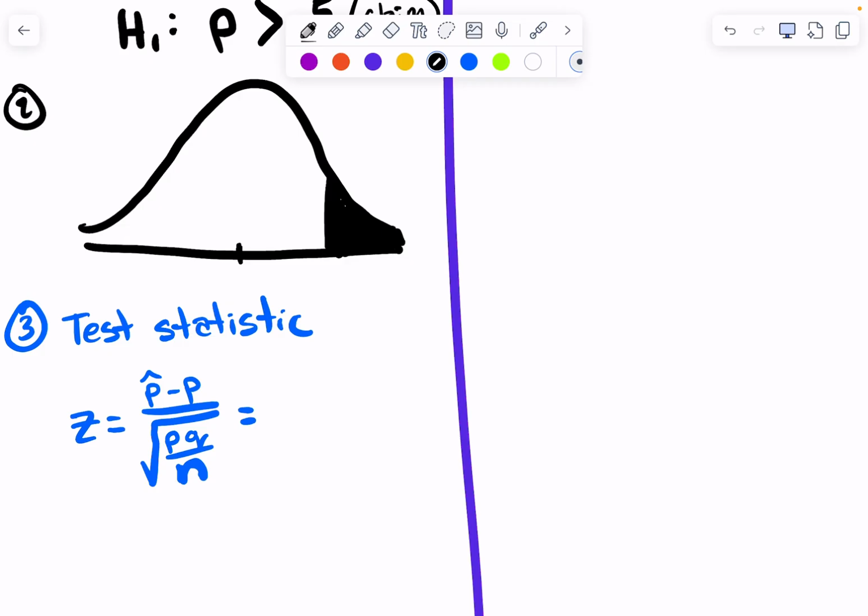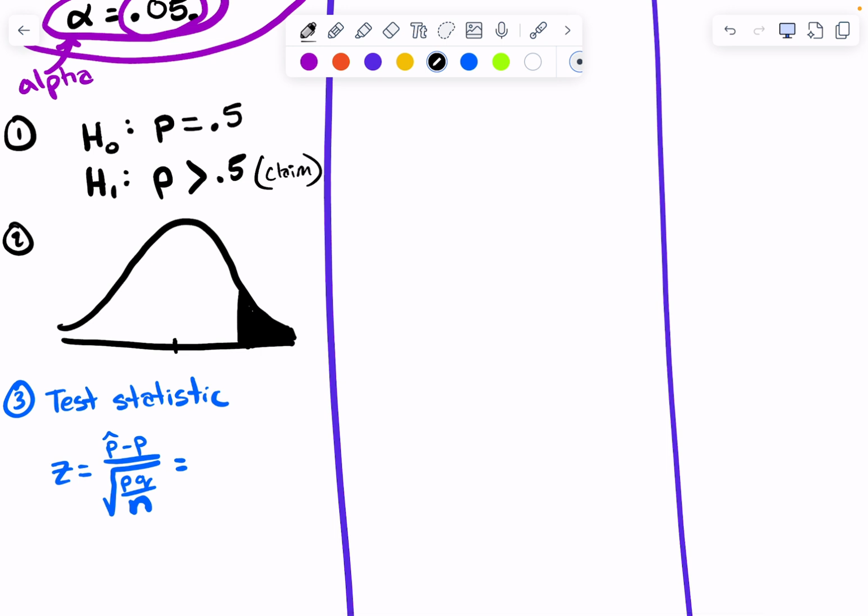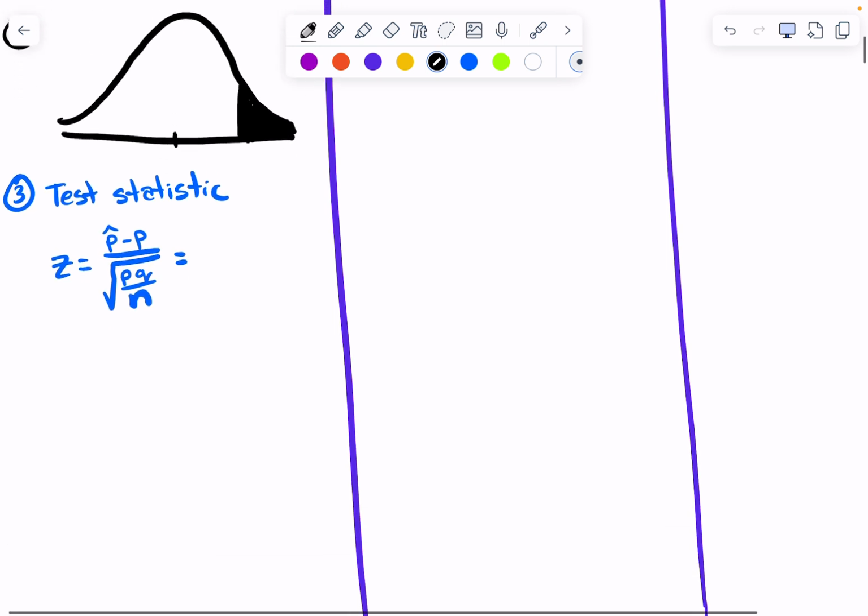Minus P. Yeah, minus P. P hat minus P, yep. Okay. All right, so we've got to figure out what our variables are. Maybe we should label those over here.